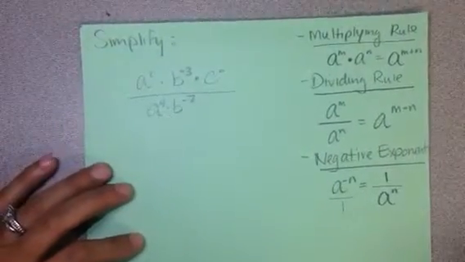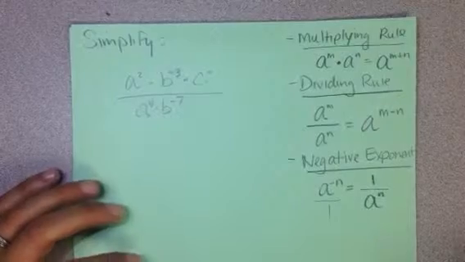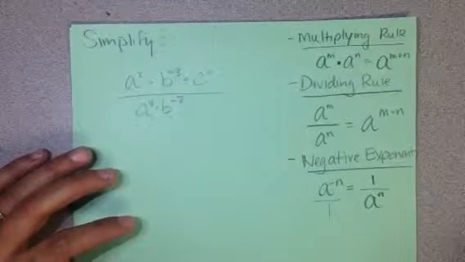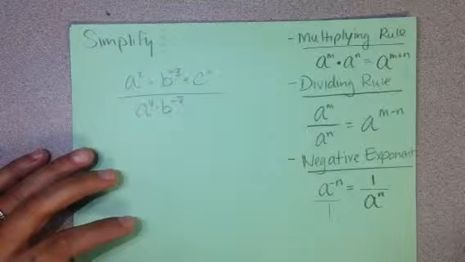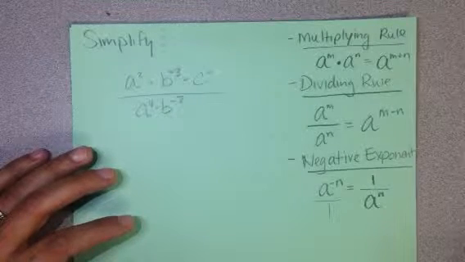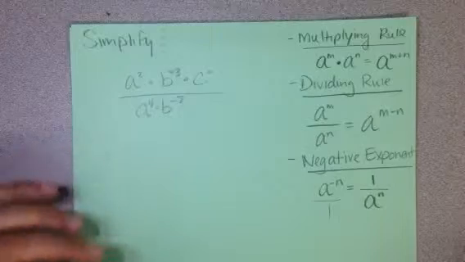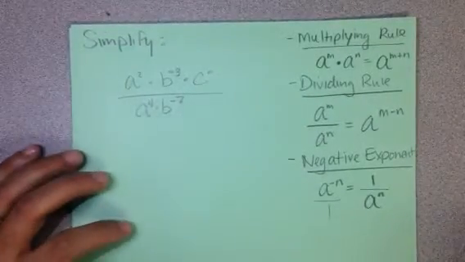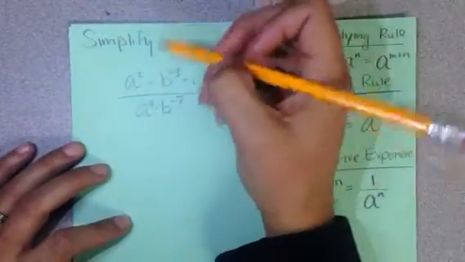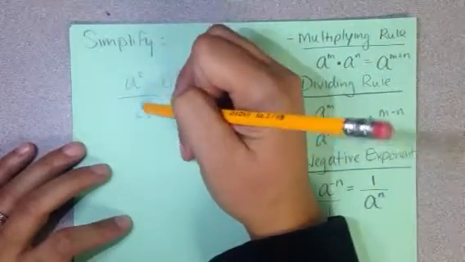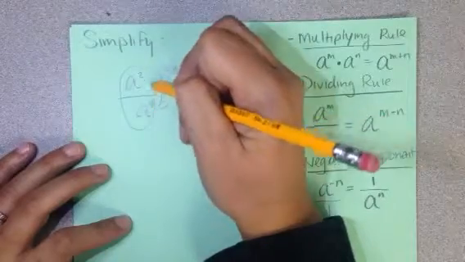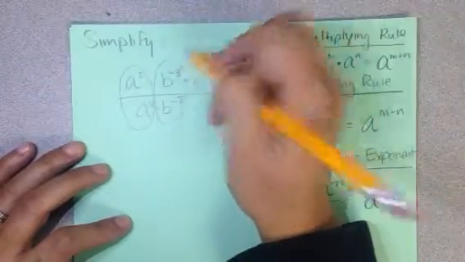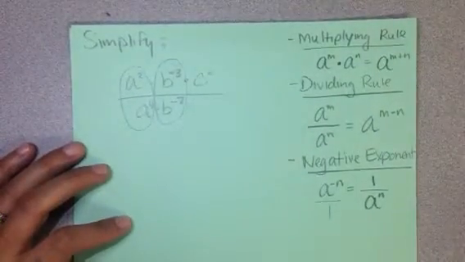So if we're given this example, simplify a squared times b to the negative third times c to the 0 power, divided by a to the fourth times b to the negative 7. What we're going to do is first combine like terms. We're going to combine everything that can be combined. Our a's have the same base, so we can combine these. Our b's also have the same base, so we can also combine these. As long as they have the same base, you can combine them.